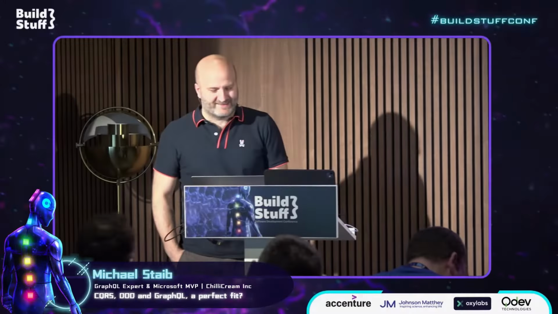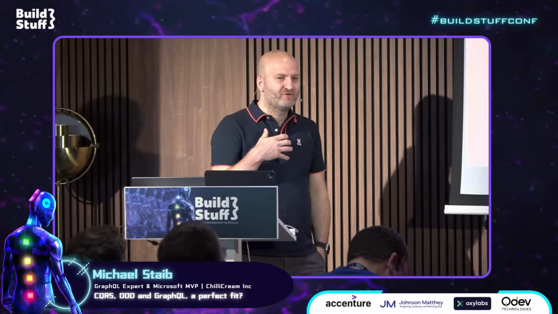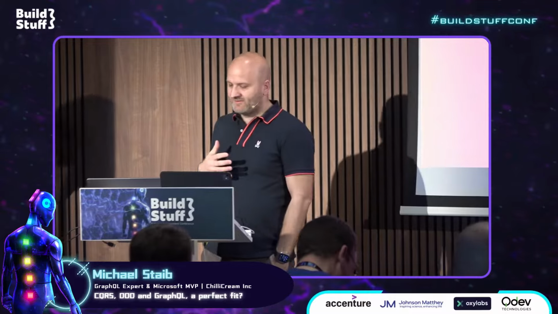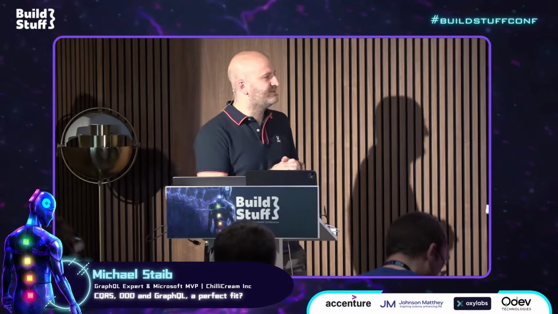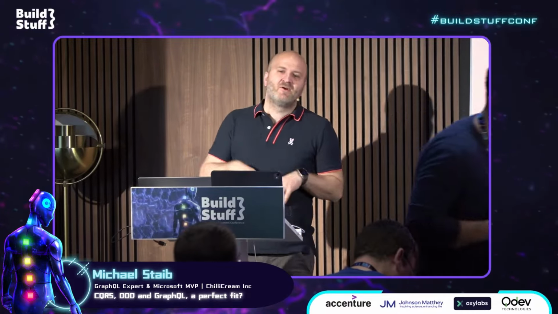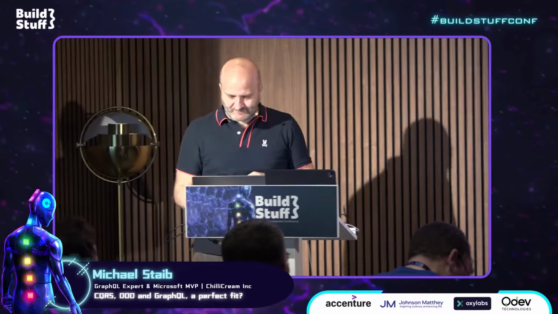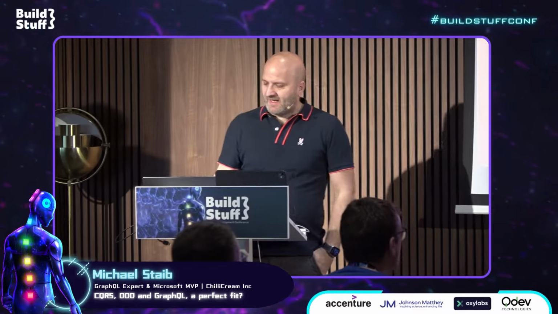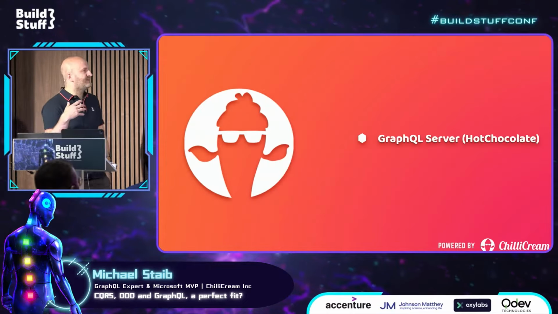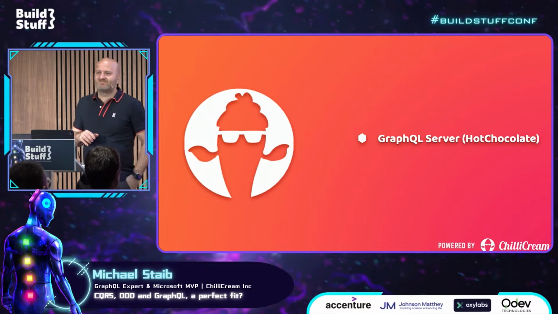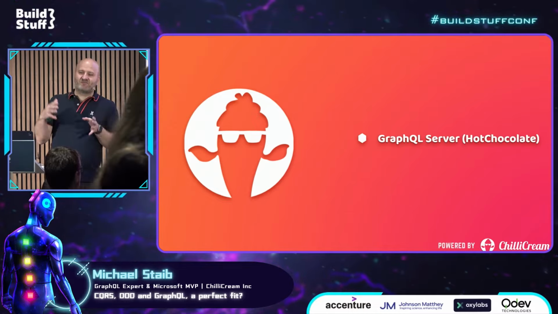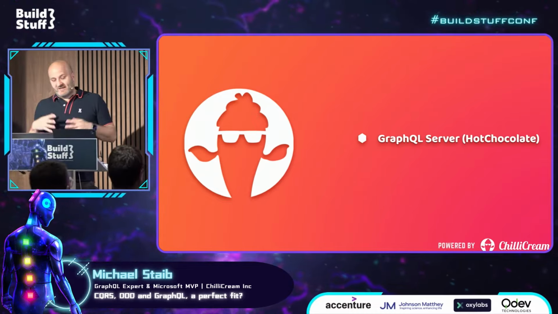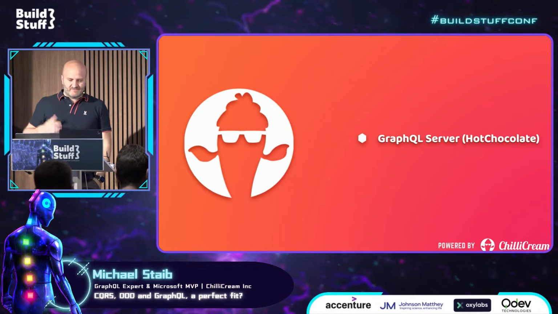My name is Michael Staib, and I'm a GraphQL Technical Steering Committee member. My main topic under the GraphQL Foundation is the composite schema specification, which describes how GraphQL works in distributed systems. I'm also one of the founders of Chili Cream, and Chili Cream is known, for instance, for its Hot Chocolate GraphQL server that many people use in the .NET ecosystem.